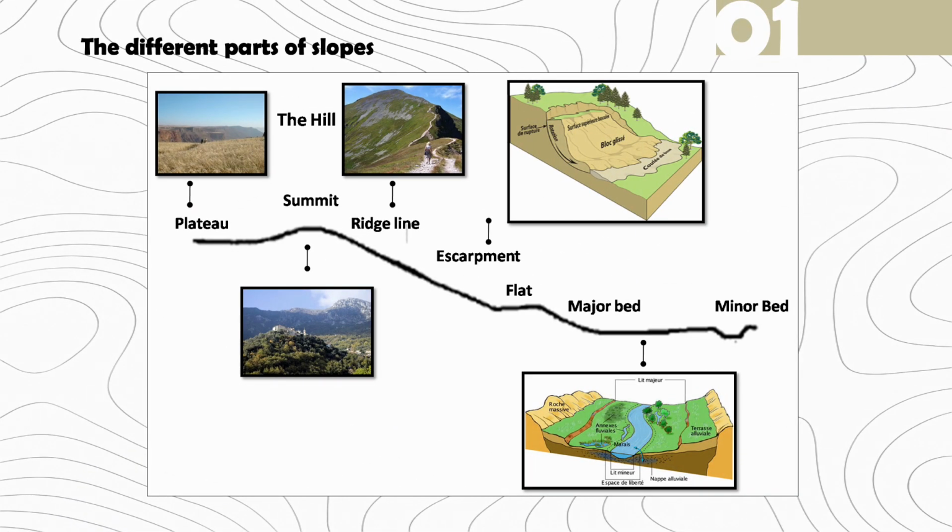The slope generally has 2 types, rising slope and falling slope. However, slope sites have different parts that differentiate with the position and the steepness level, such as the plateau, the summit, the hill, the ridge line, the escarpment, etc., as shown in the figure.